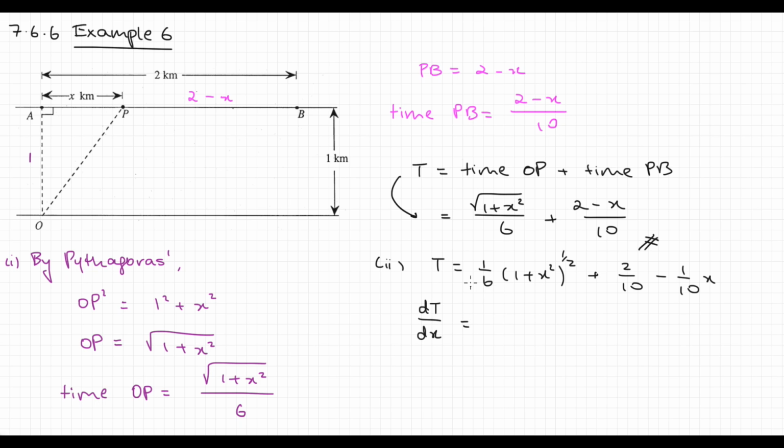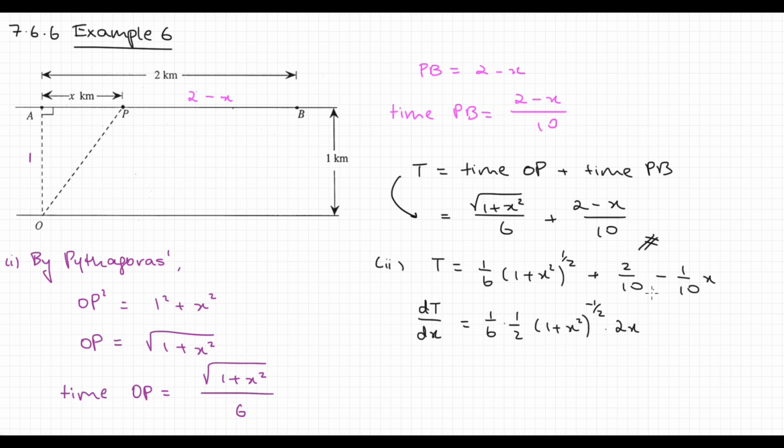For example, dt dx here, if I look at the first term, the 1/6 times (1 plus x squared) to the power of half, I can just use the function of a function rule. So we've got 1/6 staying out at the front, and then the (1 plus x squared) to the power of half, I'm going to take the half down, subtract 1 away from the power, and then at the end, I'm going to multiply by 2x, which is the derivative of 1 plus x squared.